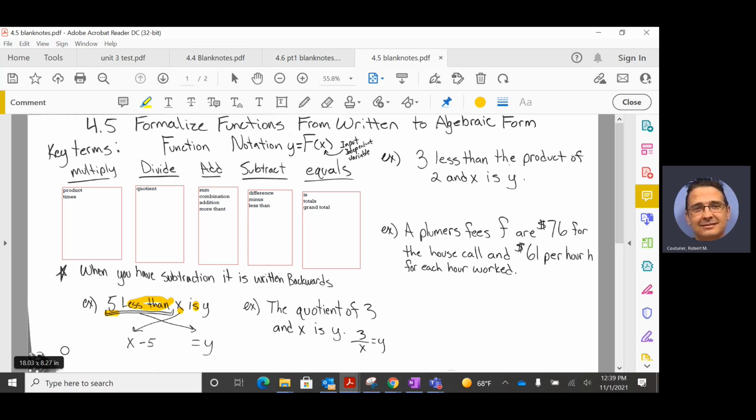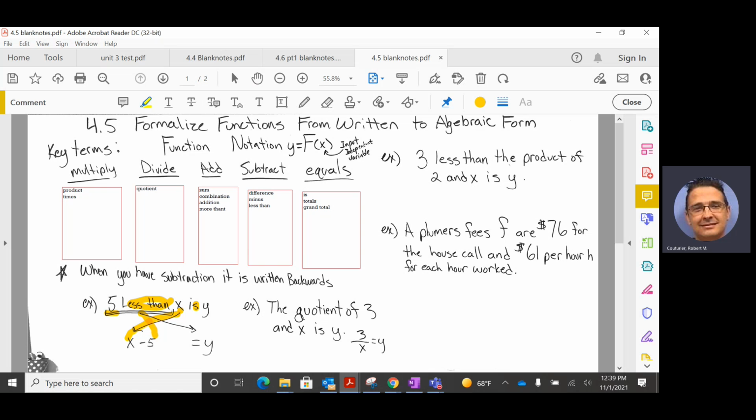But when we go to write that 5 less than, we don't write 5 minus x, because we're taking 5 away from something. What are we taking it away from? The x. So the x has to come first. Then we have the minus 5 over here equals y.